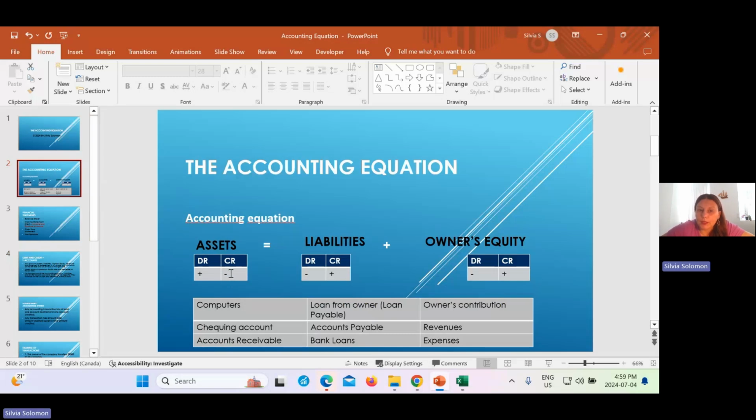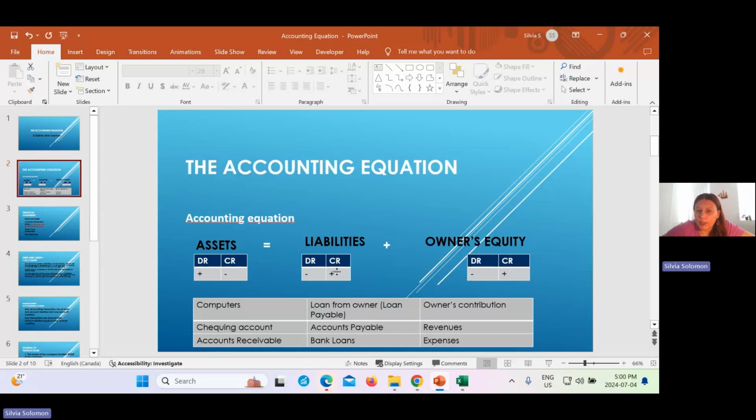So the way I remember it is that for any account, no matter where they are, under what category, assets, liabilities, owner's equity, they have a debit and a credit side. The assets start with debit, they increase by debit and they decrease by credit, so plus, minus. On the other part of the accounting equation, the liabilities do the opposite, okay?